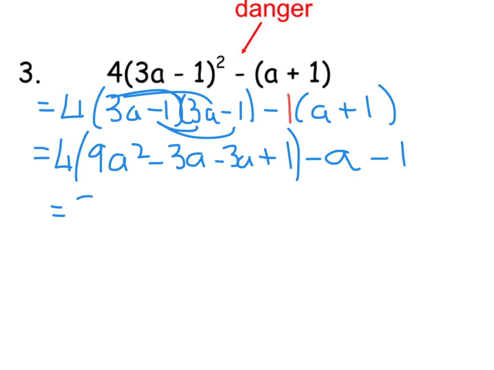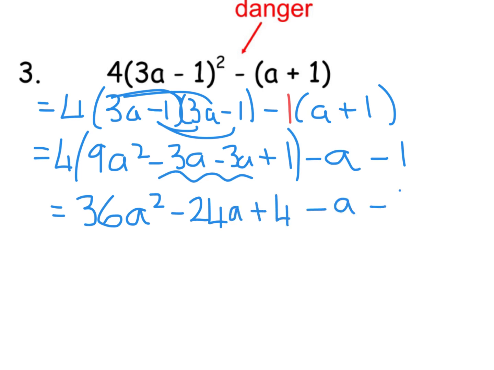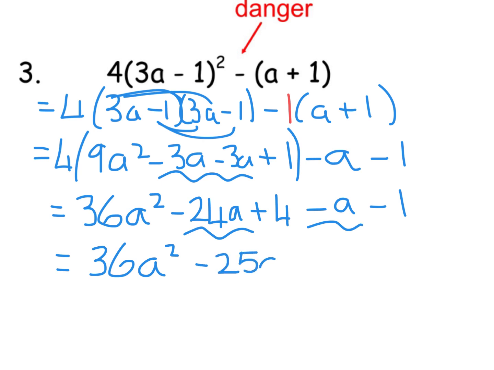So 4 times 9 is 36a squared. I probably should have tidied these up first. That gives me minus 6. And then when I multiply it by 4, I get minus 24a. Then I get plus 4. Then I get minus a minus 1 again. Right, tidy up. There's only the 36a squared term. I have got minus 24 minus another 1, which is minus 25a. And then I've got 4 take away 1 is 3. So there's my answer for that one.